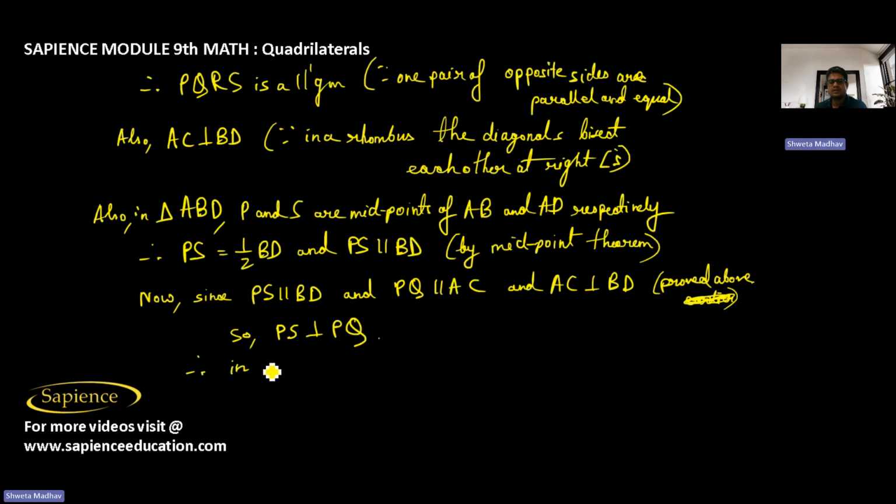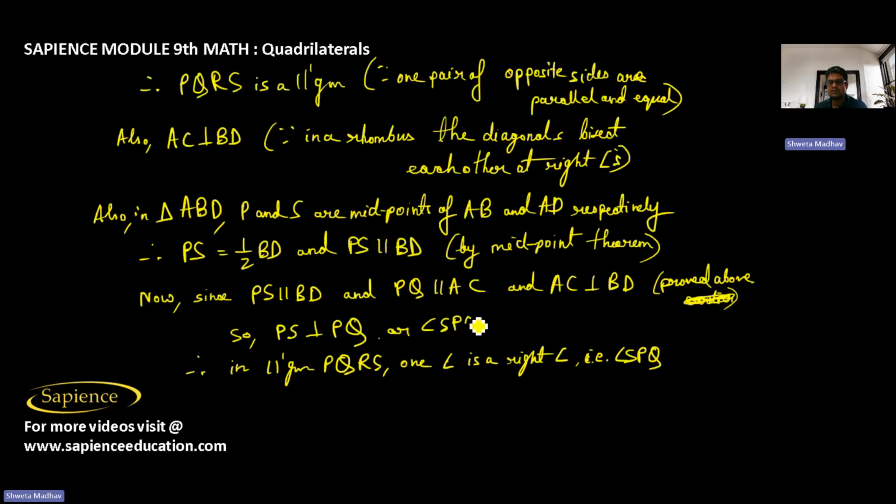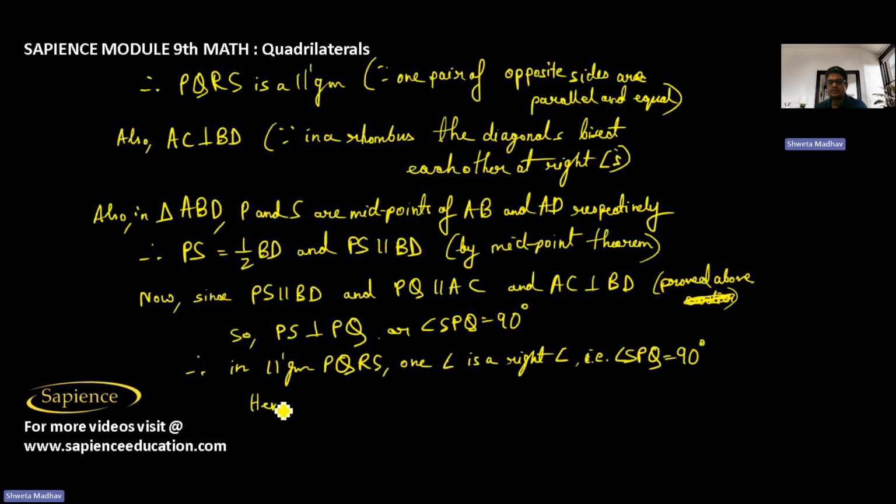Therefore, I can say in parallelogram PQRS, one angle is a right angle, that is angle SPQ. For here only I can say PS is perpendicular to PQ. It means angle SPQ is equal to 90 degrees. It means here one angle is a right angle. So hence we can say that, hence obviously PQRS is a rectangle.